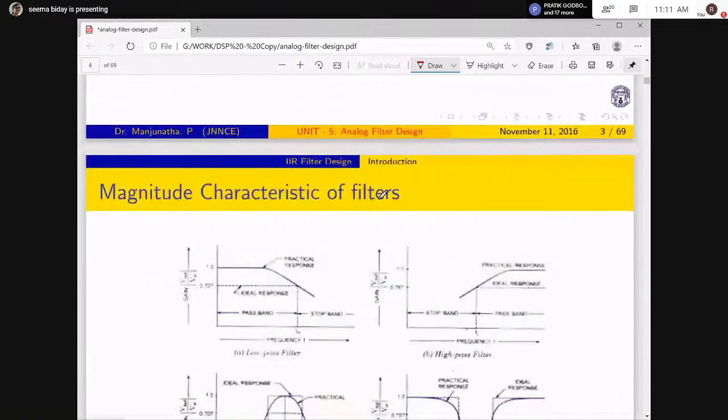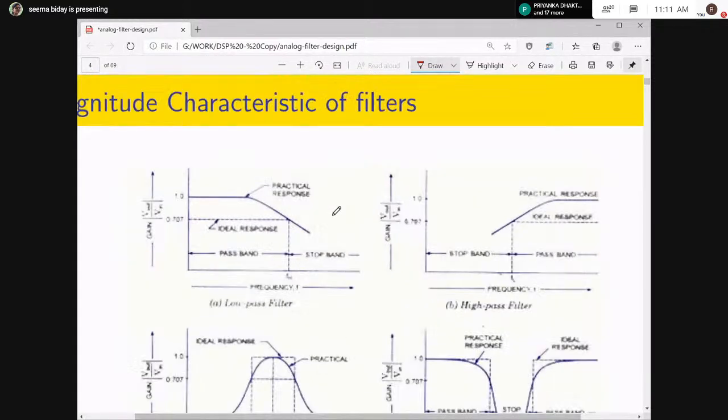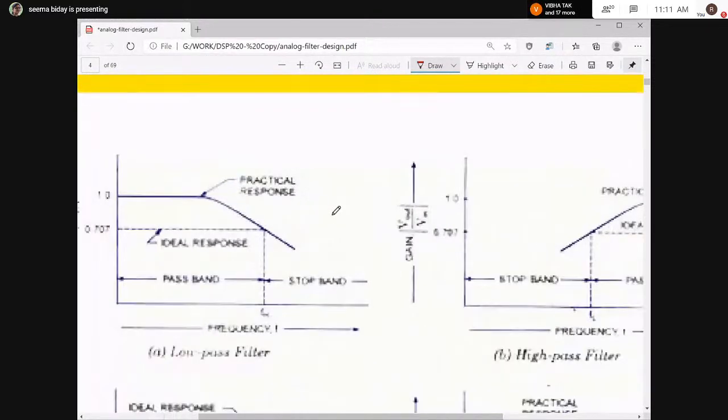See, I hope everyone is aware of this thing. Now, see, these are the characteristics of the low pass filter and high pass filter. Is it okay? Is this okay?